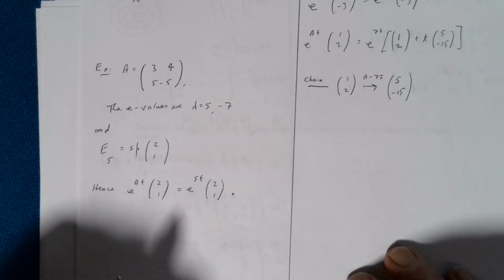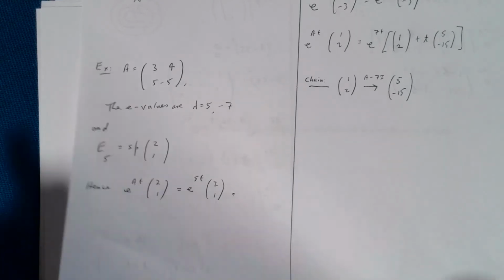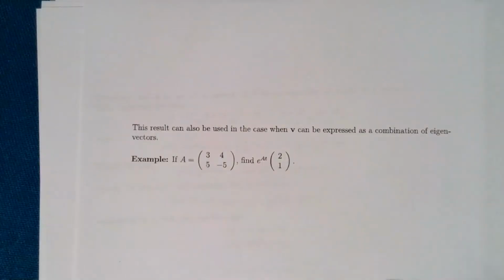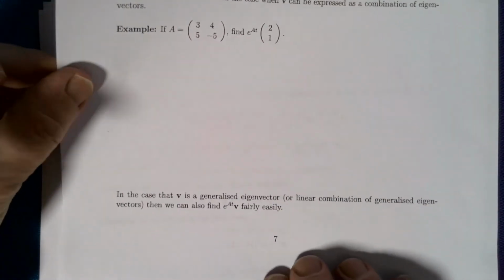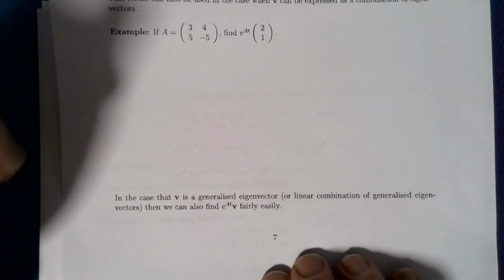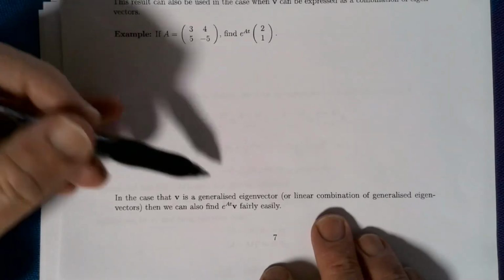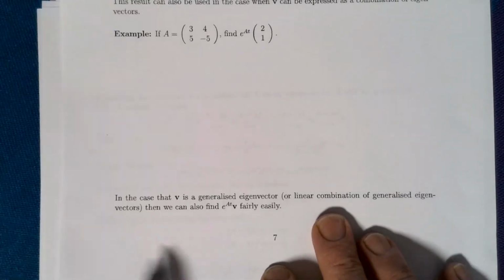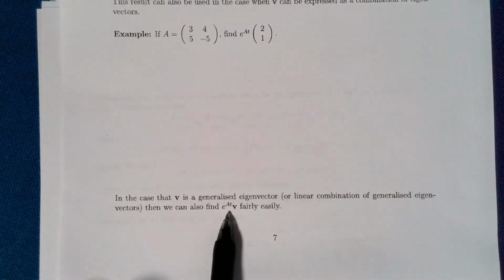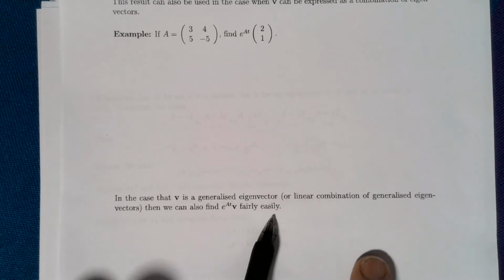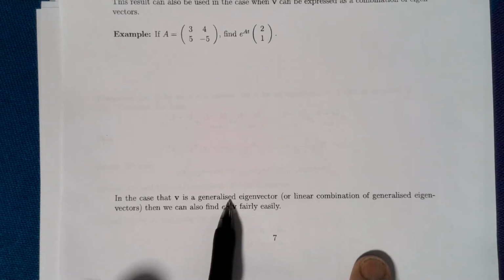Now we'd like to be able to extend this to the case where v is a generalised eigenvector. So if v is a generalised eigenvector, or a linear combination of generalised eigenvectors, we can also find e to the At times v, and we can do it fairly easily, certainly much more easily than having to calculate this monster of a matrix in here, the e to the At.